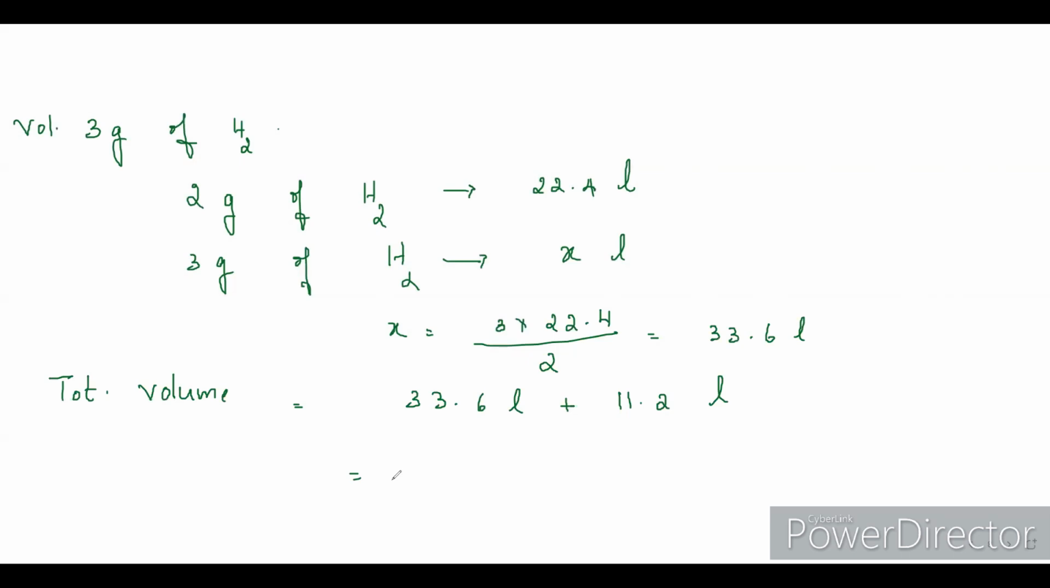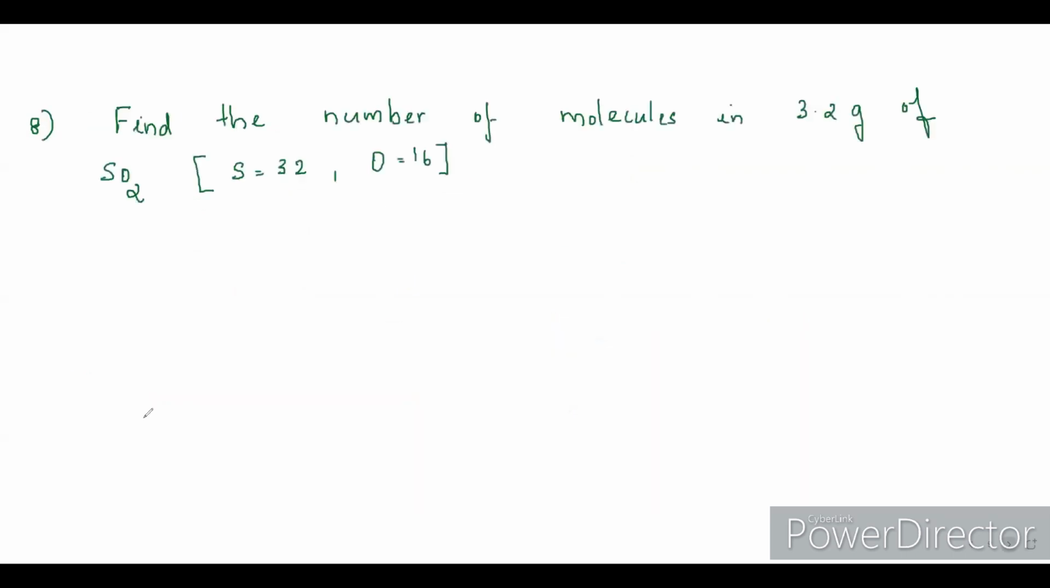All right, 44.8. Now, moving on to the next question. Find the number of molecules in 3.2 grams of sulfur dioxide. All right, number of molecules.